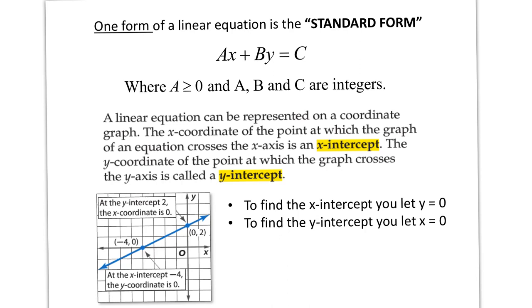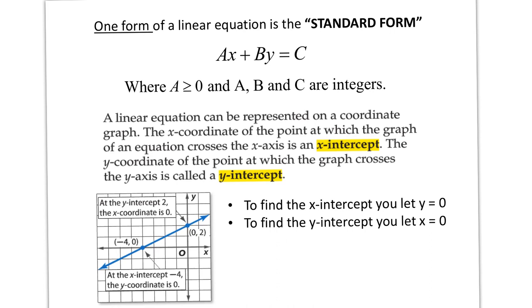You can say x equals -4 and the y-coordinate equals 0. So that's your point, (-4, 0). That is your coordinate of the x-intercept. You can also say x equals -4. When you ask for the x-intercept, you can say x equals -4.